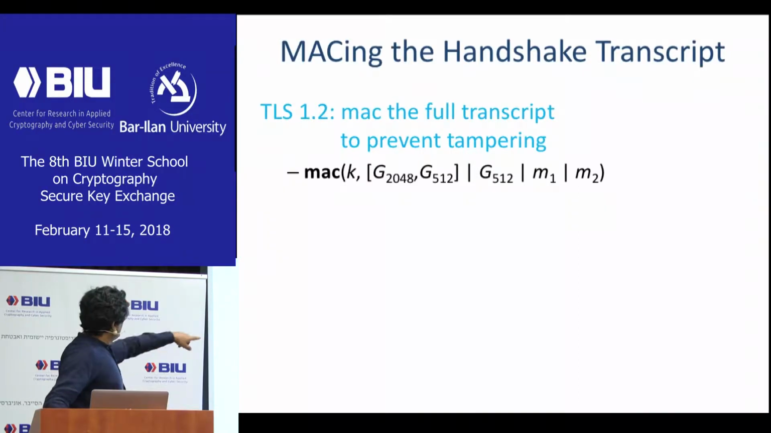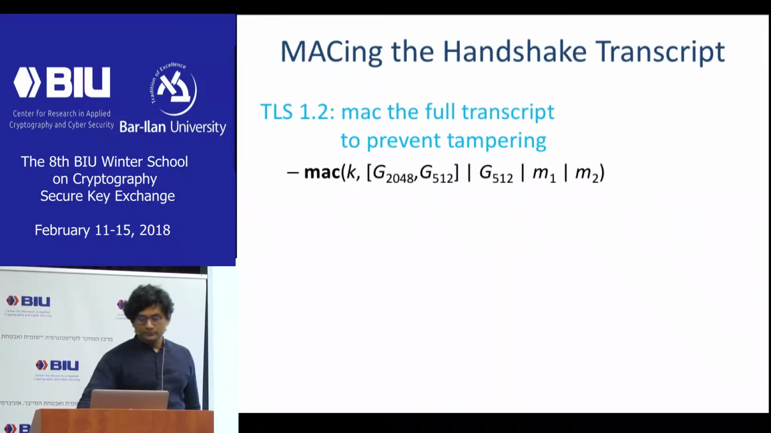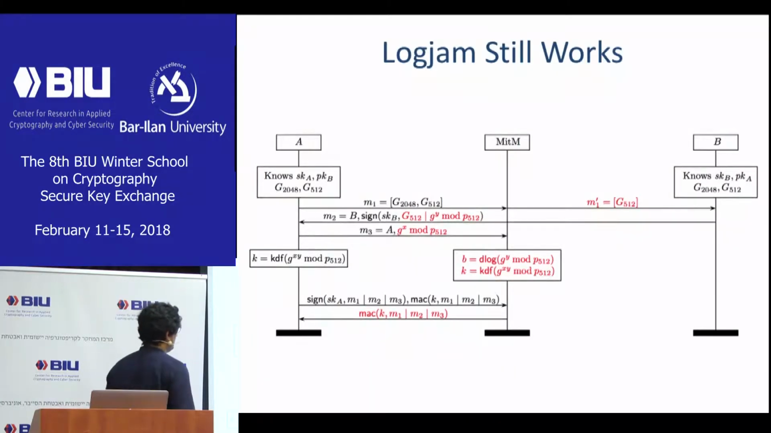So here in TLS, we are MACing the full transcript. The MAC, which is going to be sent by the server, let's say, is going to contain the groups that were offered by the client, the group that was chosen by the server, and the key exchange messages. Does this prevent the attack? No, the Logjam attack still occurs.